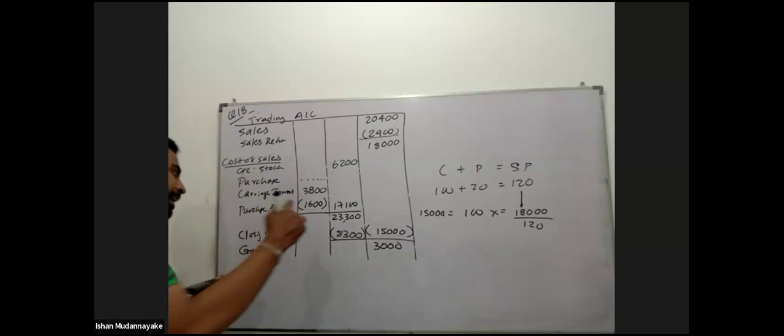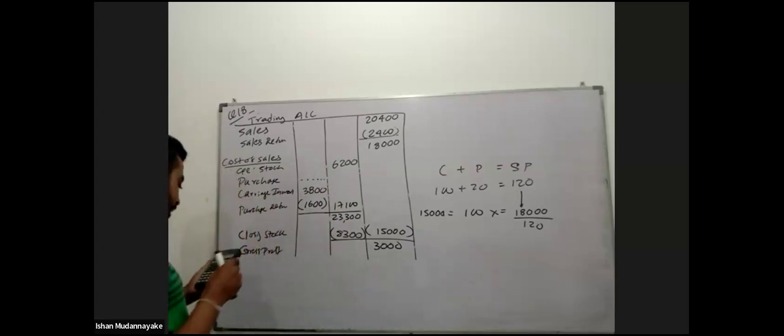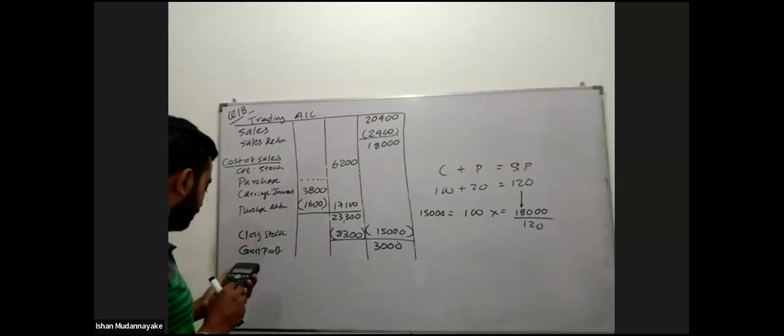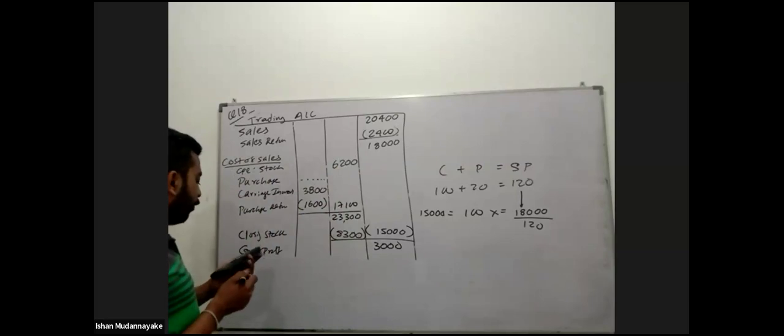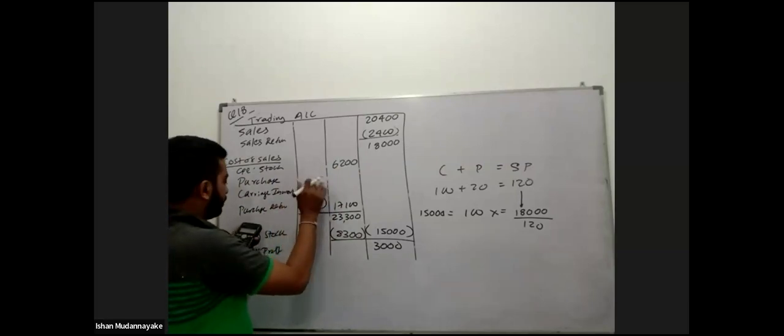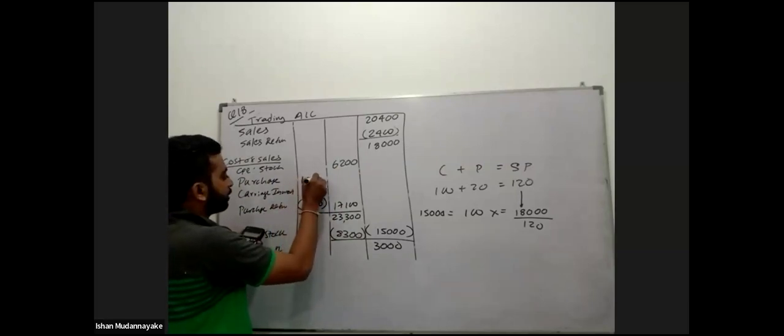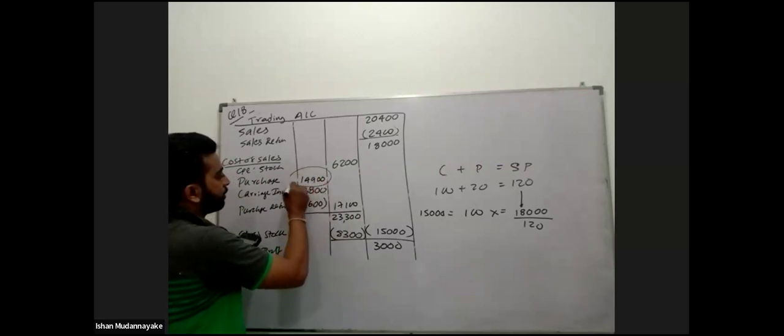17,100. Again backward. 17,100 plus 1,600 minus 3,800. How much? 14,900. Purchases 14,900. Answer is 14,900.